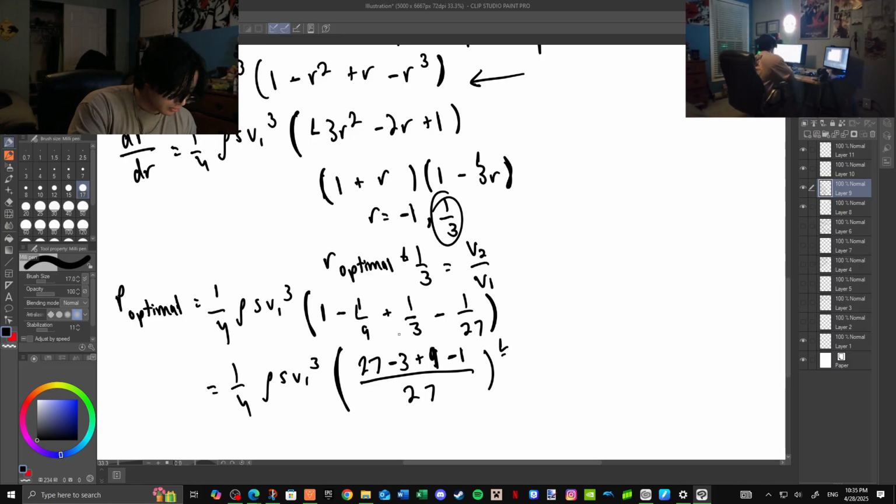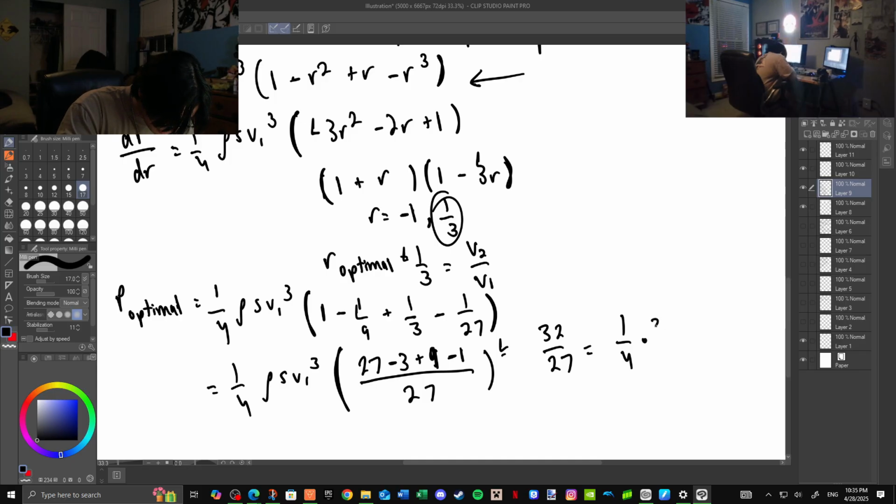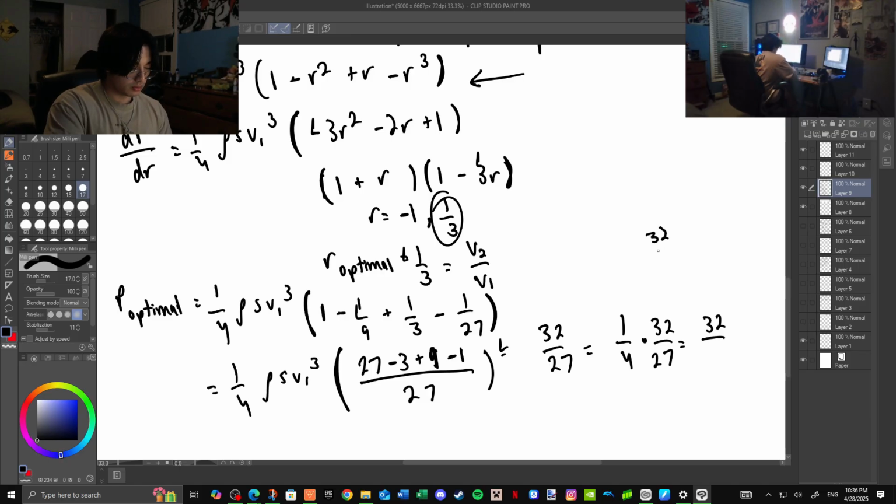This we get 24, 24 plus 9, 33, right? Then 33 minus 1, 32 over 27. So now you're left with 1/4 times this ratio, 32 over 27. So then you get 32 over 4 times 27, which is 8 over 27.